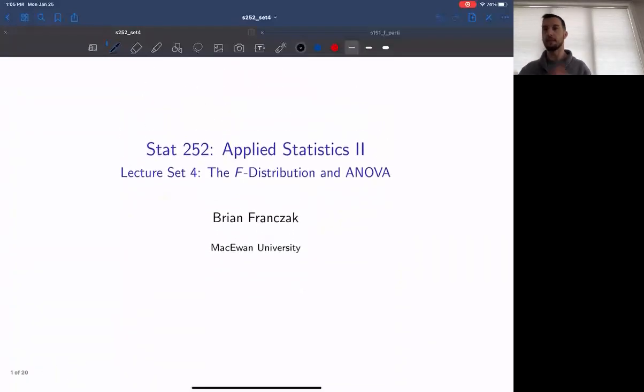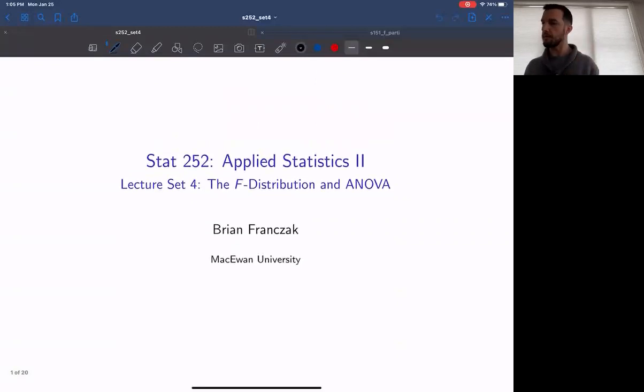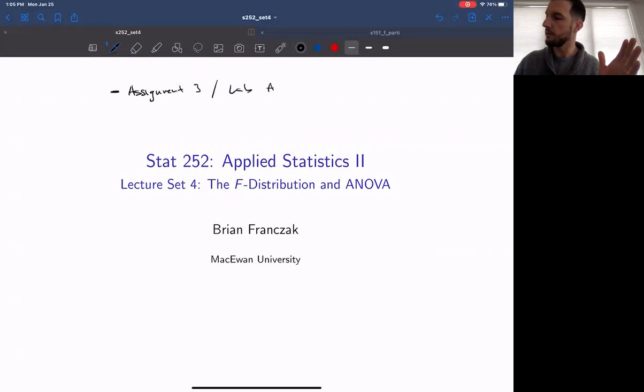Okay, so lecture set 4. Again, the testable material in lecture set 4 starts on assignment 3, so this will be assignment 3 slash lab assignment 2. Okay, so that's where you'll see the ANOVA stuff. This is not going to be on the lecture quiz. The lecture quiz is going to be lecture sets 1, 2, 3. So the quiz Friday is lecture sets 1, 2, 3.